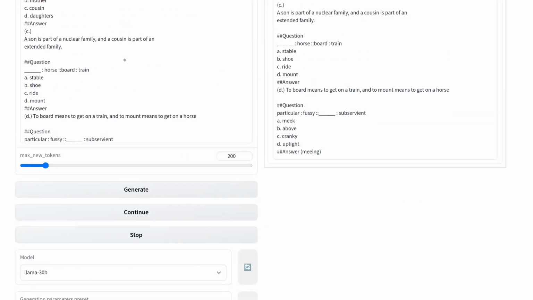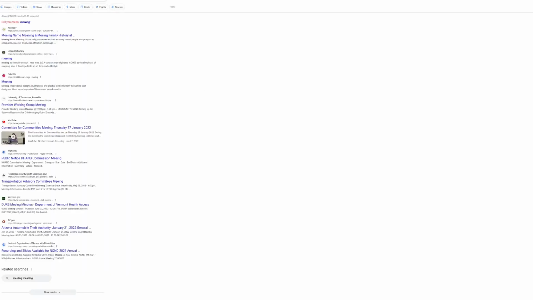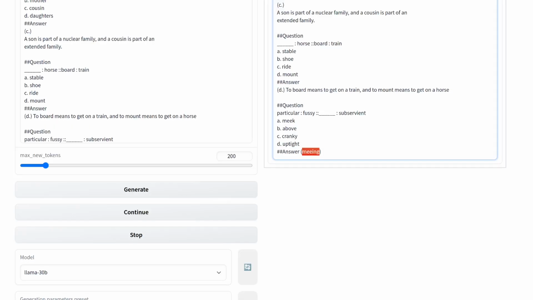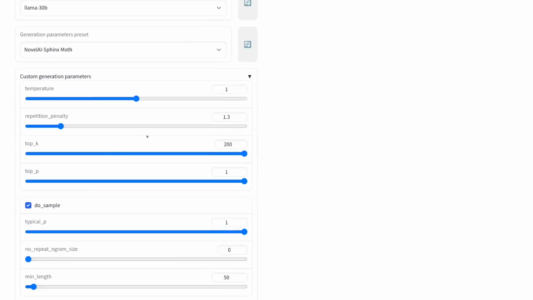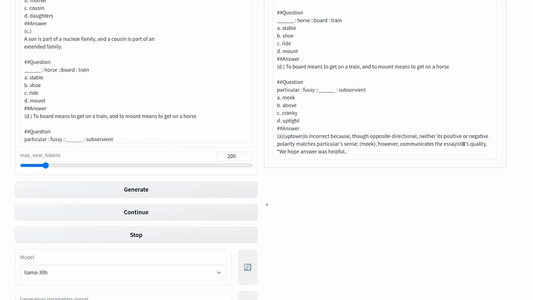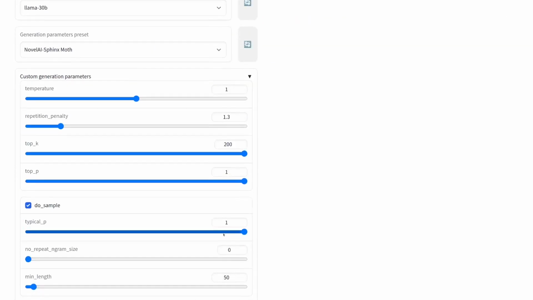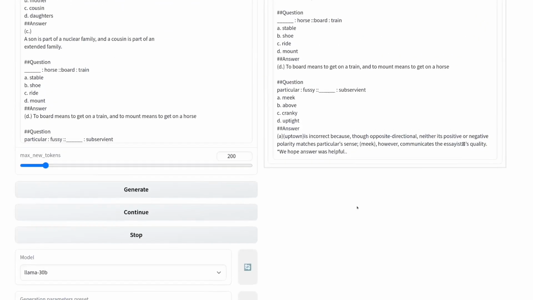Well, terrible. So after increasing the temperature, it just gave back the word "meing," which as far as I know is not a word, and it doesn't look like it is. So I'm going to increase the min length and give it another shot. All right, so increasing the min length is just going to set a minimum number of tokens to be generated, and I set it to be 50.